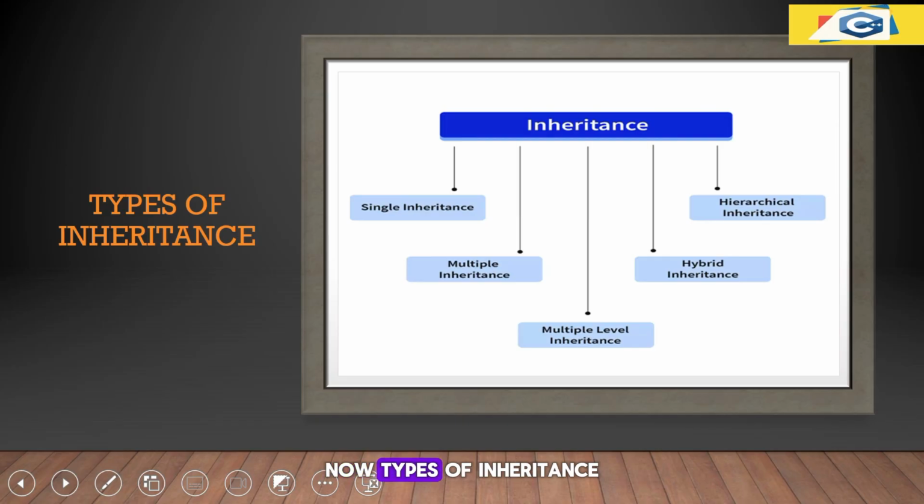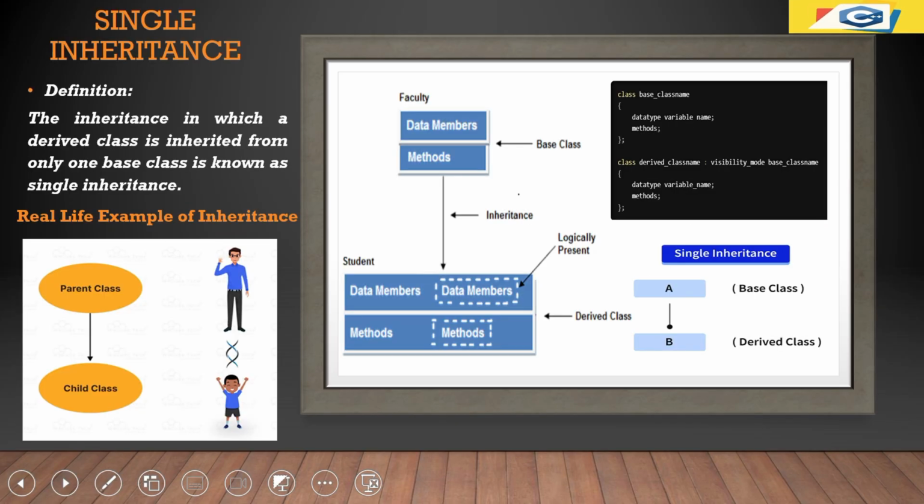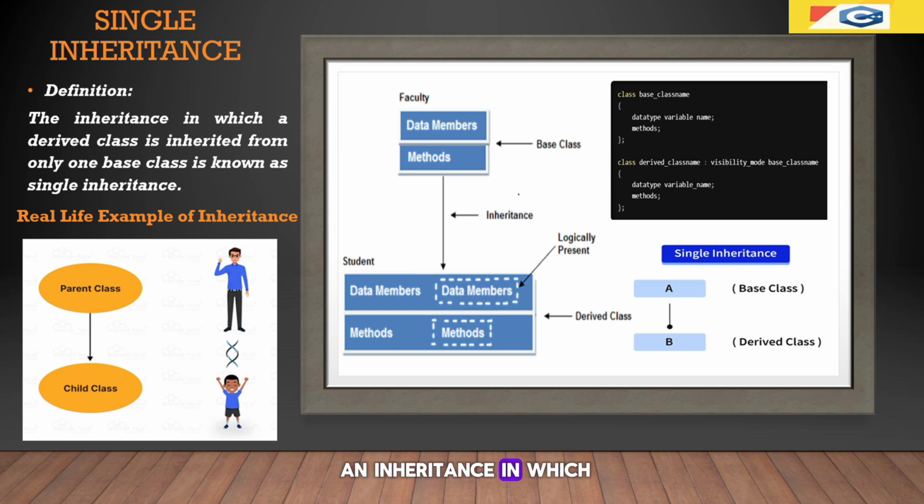Now, types of inheritance. In inheritance, we have 5 types: single inheritance, multiple inheritance, multi-level inheritance, hybrid inheritance, and hierarchical inheritance. So today we will be focusing on single inheritance. As the name indicates, single inheritance is an inheritance in which we will have only one base class and only one derived class.